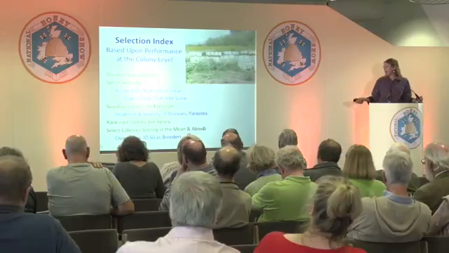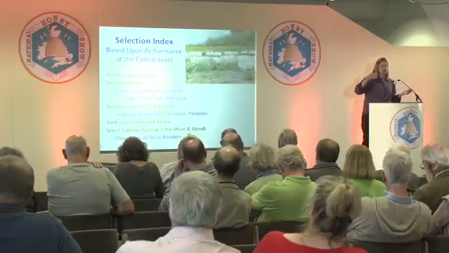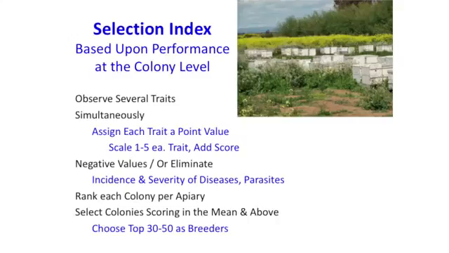My scale, I've changed this. I used to give these different traits a scale of 1 to 5. I've kind of trimmed that down. Now we go 1 to 3. There's more uniformity in it. And you're always looking for incidence of disease, and you can give that a negative point value, or you can just eliminate the colony depending on what it is and the severity. And from those we choose the top colonies.